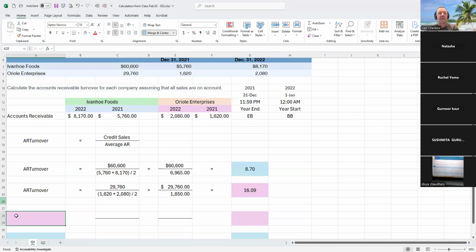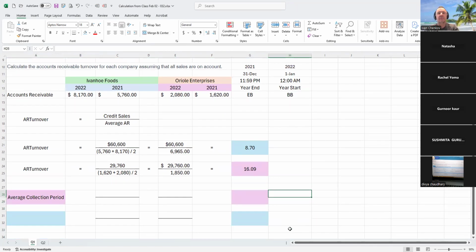The average collection period. In terms of days, right? Here we're chasing how many days? Nothing more, nothing less. So let's go with the first company. Let's stay with the blue here. First company, what do they have?